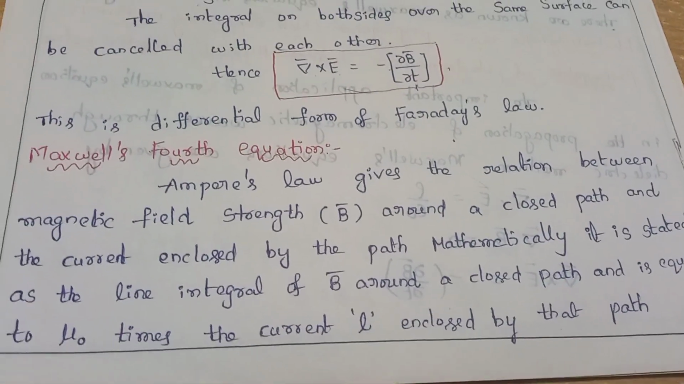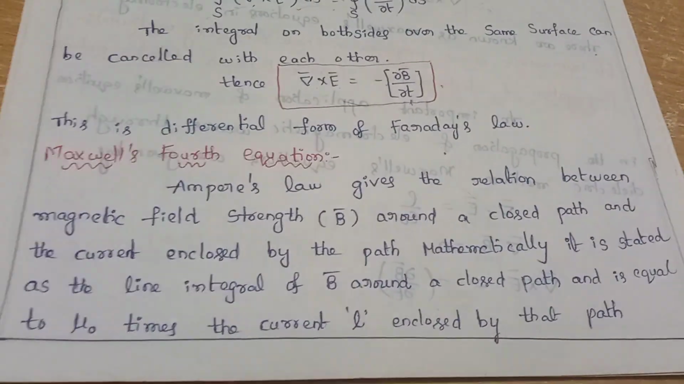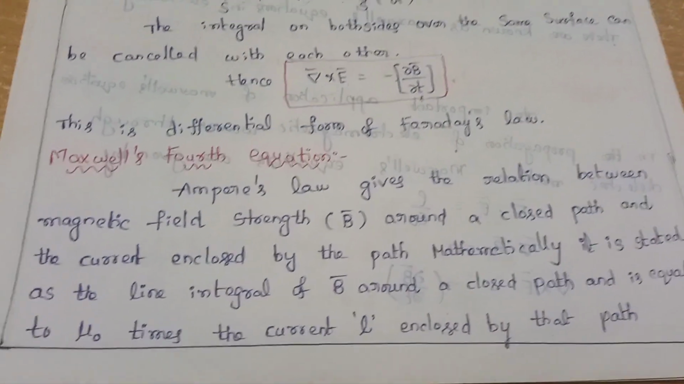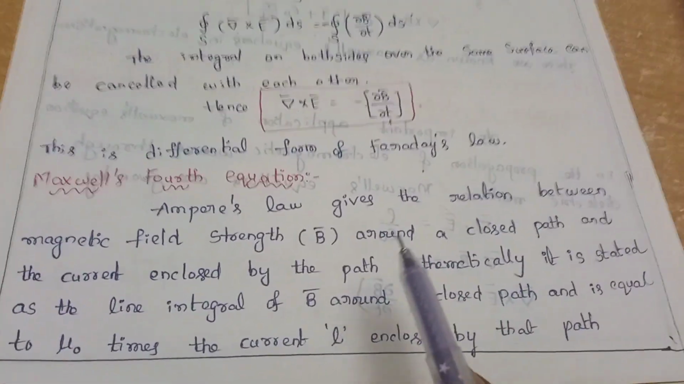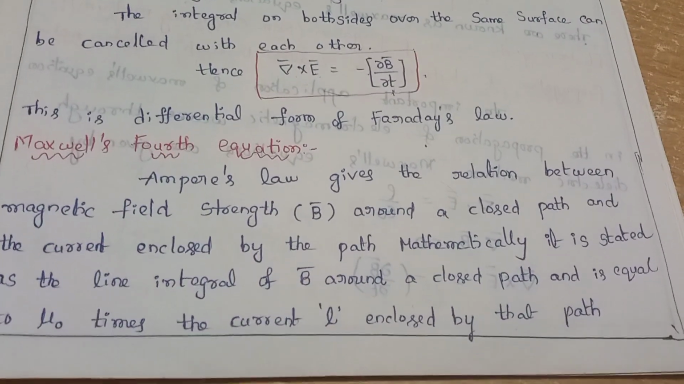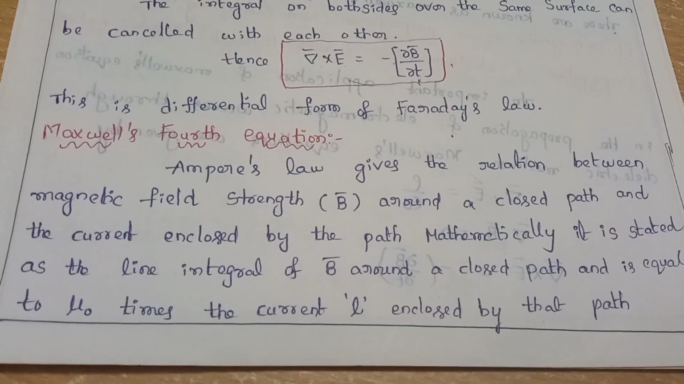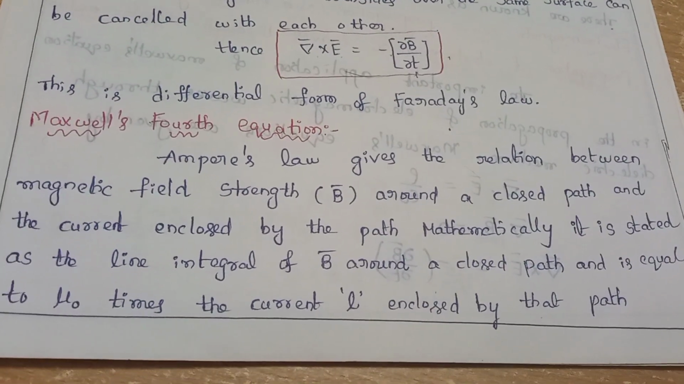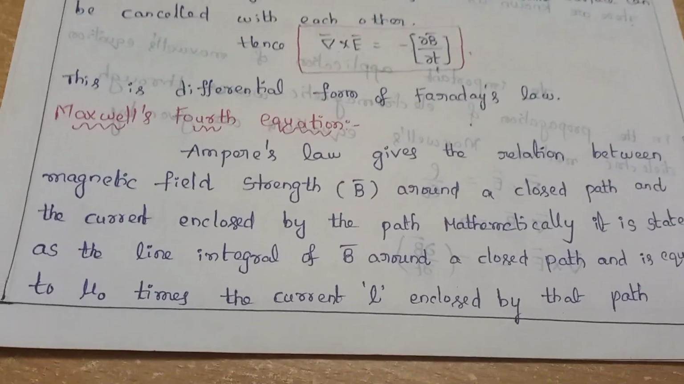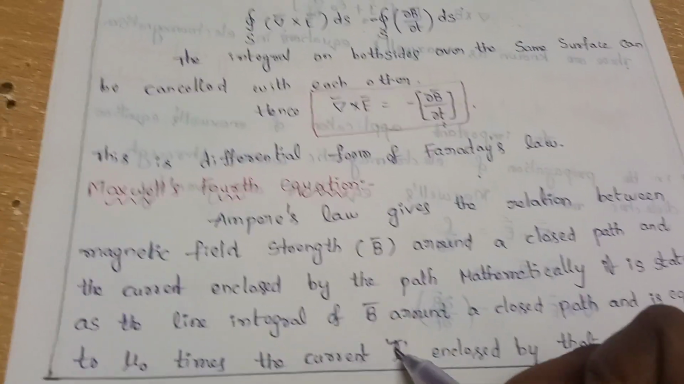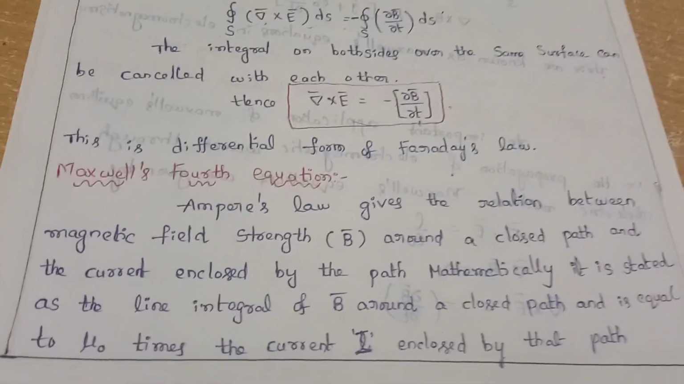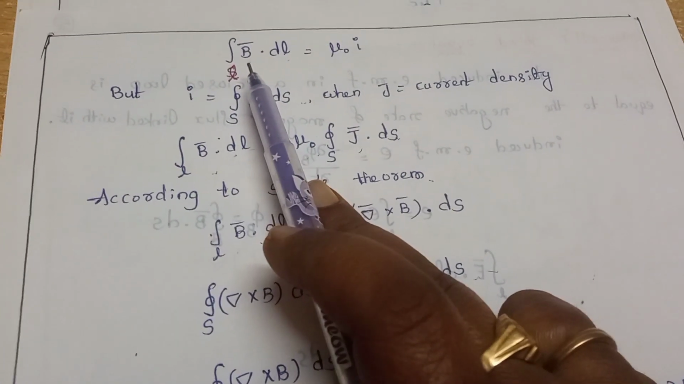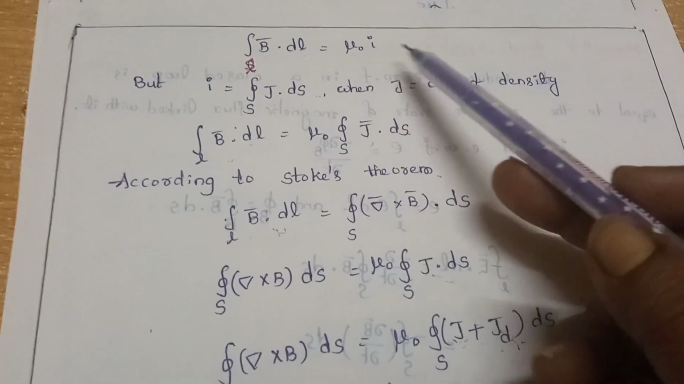And the last one is Maxwell fourth equation. The Maxwell fourth equation is based on Ampere's law. Ampere's law gives the relation between the magnetic field strength around a closed path and the current enclosed by the path. Mathematically it can be stated as the line integral of B around the closed path is equal to mu naught times the current enclosed by that path. So that can be written as the line integral of magnetic field strength, B dot dl, is equal to mu naught times the current.